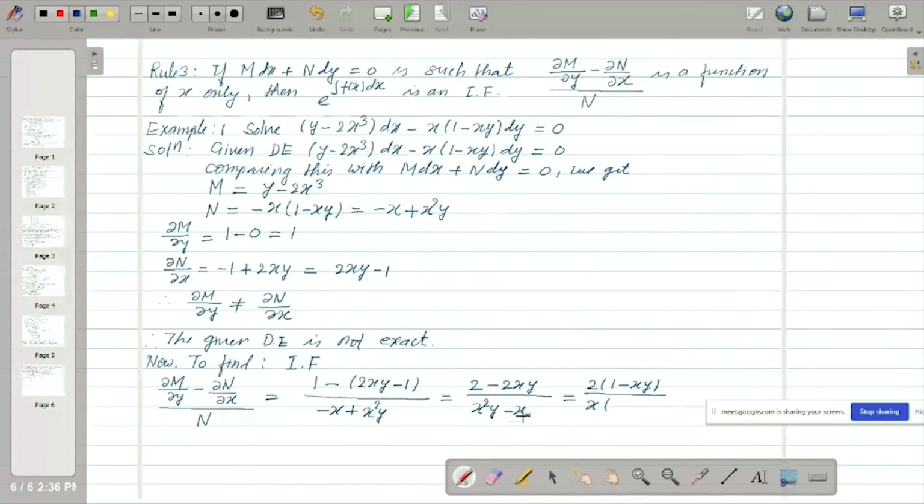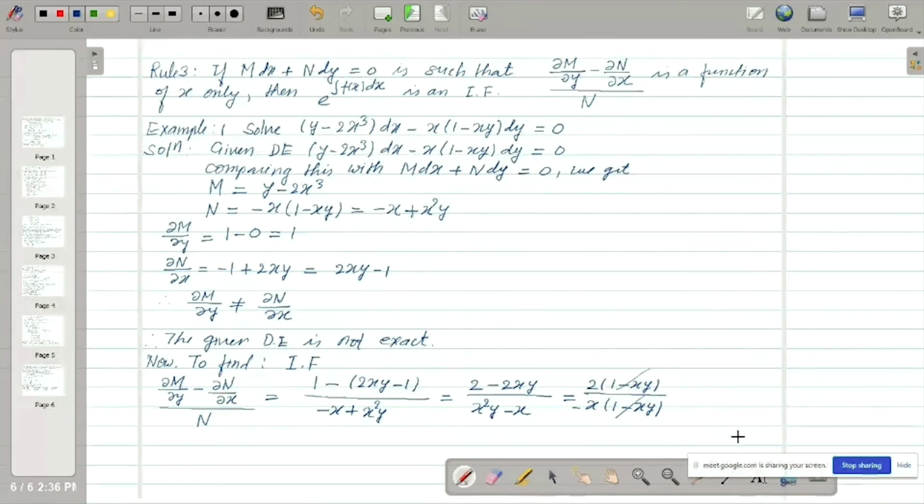I'm taking x common from the denominator, so this becomes what? Sorry, we're taking minus x, so this becomes 1 and negative 2xy upon minus 2 upon negative x, xy. So this expression 1 minus xy will cancel. So you will get 2 upon x, negative of 2 upon x, which is what? Which is simply a function of x.